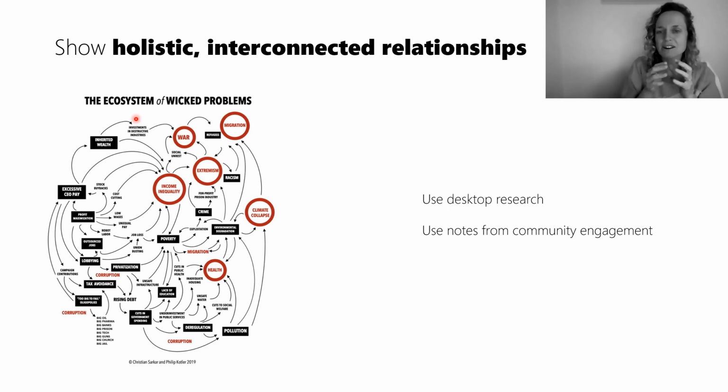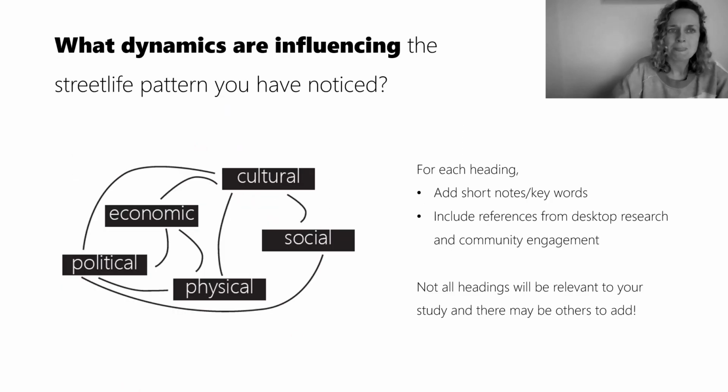And you can see that there are many possible routes that can be taken. This is not just a linear diagram. It's rhizomatic. And so that's what we want you to be doing in your ecosystem diagrams of street life. So the focus here is poverty. The focus for you is street life patterns. So again, we're looking at the dynamics or the factors that are influencing the street life pattern you have noticed.